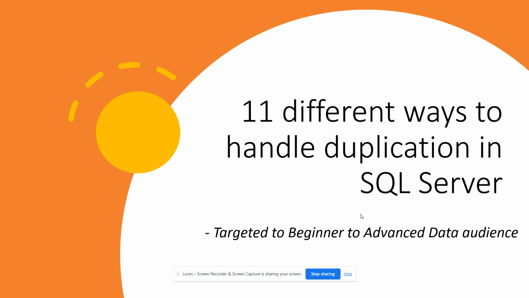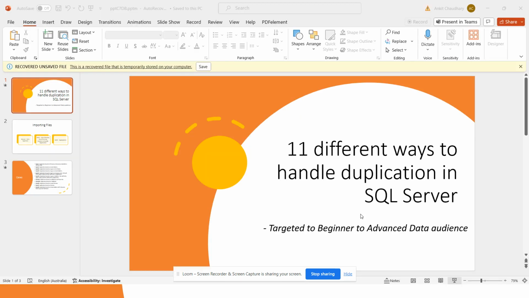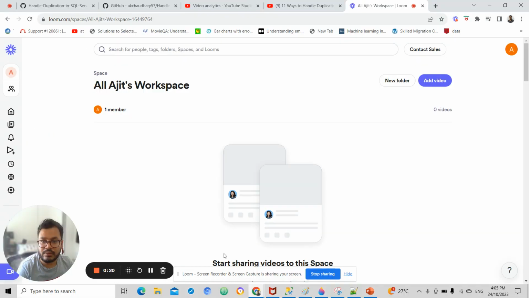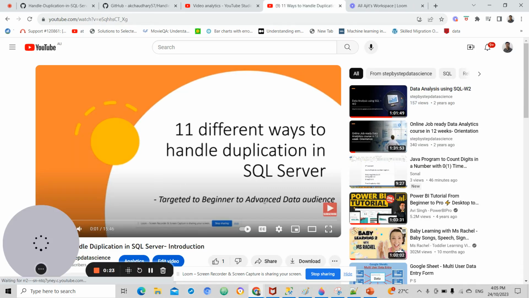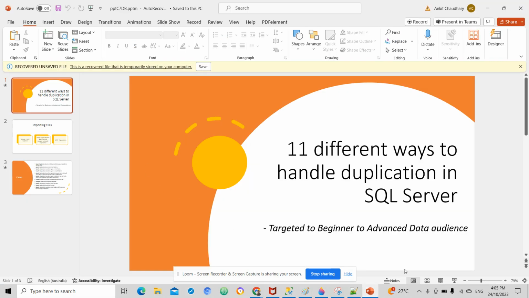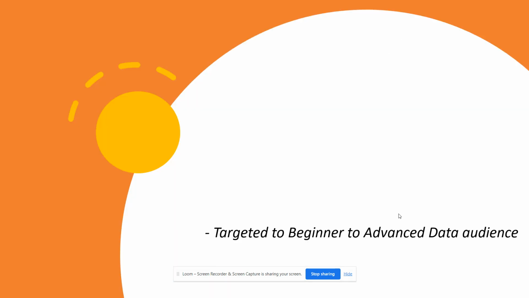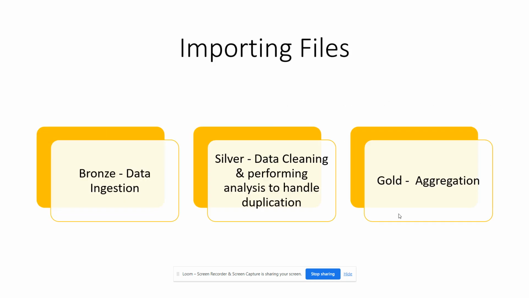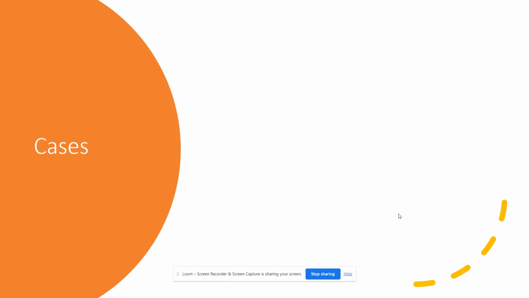In case you missed the first one, you can go back to my channel and view the video. So it is this video, 11 ways to handle duplication in SQL Server introduction. In the last video we discussed importing files from the bronze layer to the silver layer, and today we will discuss several cases of handling duplication.